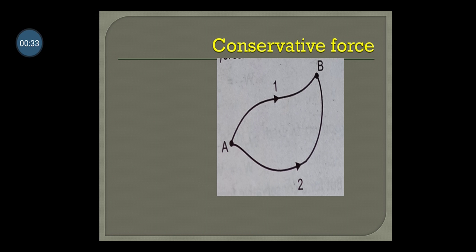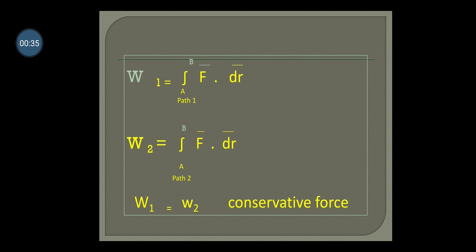Then work done W1 is equal to integration from A to B along path first F dot dr. Similarly, when the particle moves along the second path, the work done W2 is equal to integration from A to B along path second F dot dr.